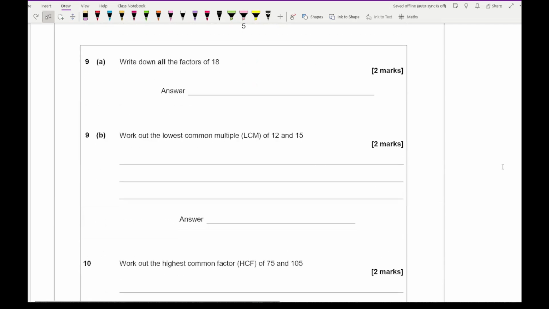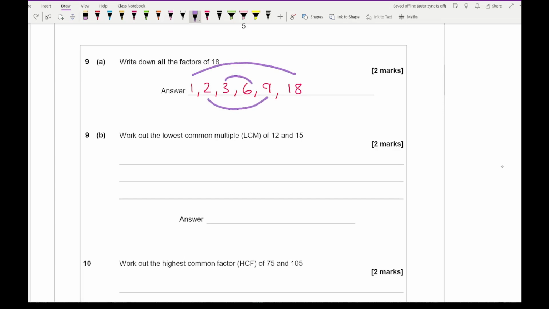Moving on to question nine, it says, write down all the factors of 18. Now, a factor is a number that divides into it. In terms of the factors, all you need to do is basically halve the number and then go through the numbers and see what you can divide into. So one will definitely go into it. Two does, three does, four doesn't, five doesn't, six does, nine does, and 18. And a nice way of remembering these, if you start with one, you've got one times 18, two times nine, and three times six.